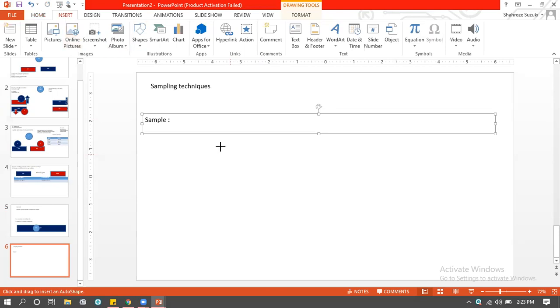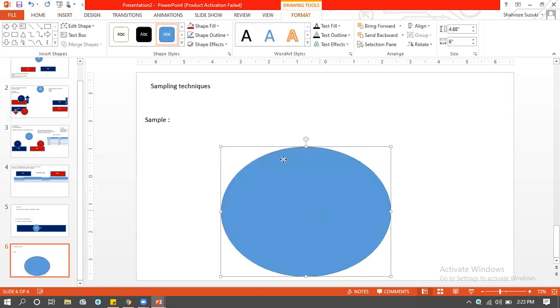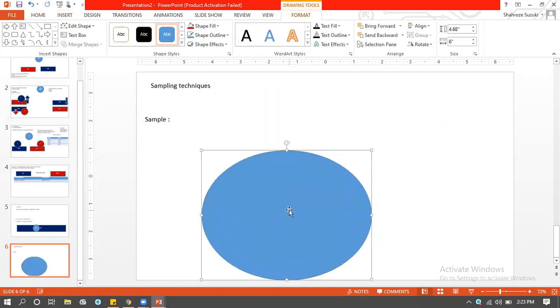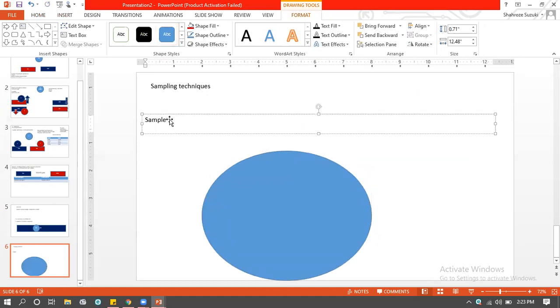When people hear the word population, they think, you know what, it represents everyone on Earth. Not necessarily. What does population mean? It represents everyone who could be a potential participant.